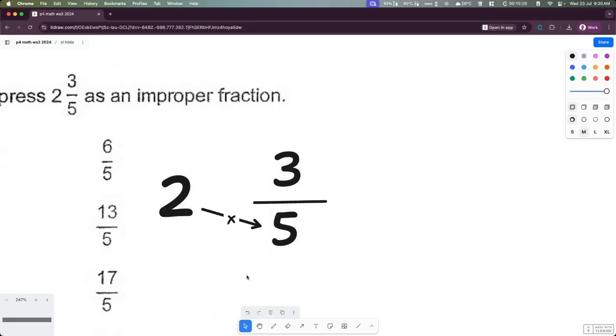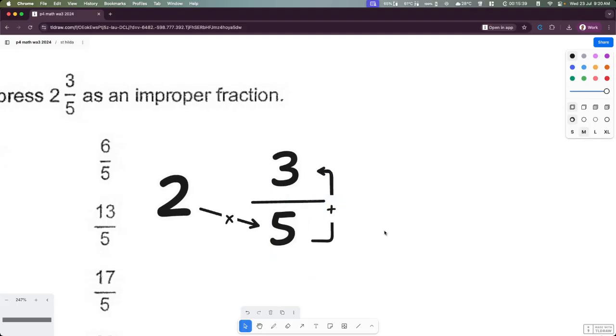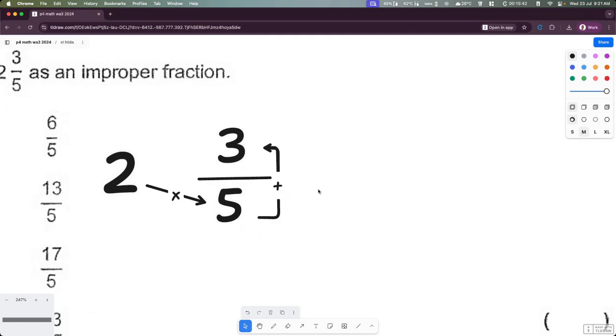Okay, and then once we multiply by 5, the next thing is we want to add the number 3. Okay, something like this, right? So this 3 over here, we want to add, not multiply, add. So in essence, it will look something like this: 2 times 5 plus 3, and then we have a line over our denominator, which is 5 in this case.